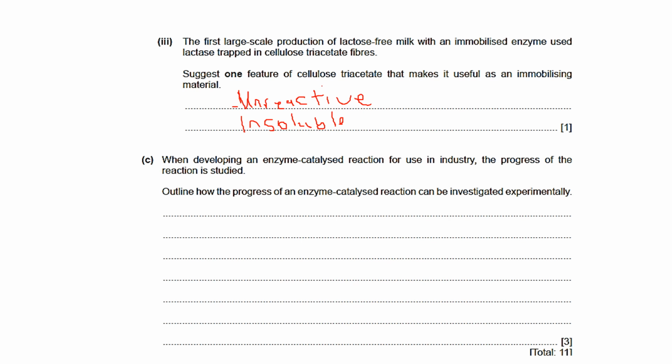So if it is soluble, then it basically means you put your enzyme within the shell. When you throw it into the solution, the shell dissolves and then the enzyme is free. So there was no point in you doing that immobilization. But if it's an insoluble material, the enzyme stays within the material because the material is insoluble, so it acts like a good cage. Then the last question here is that when developing an enzyme catalyzed reaction for use in industry, the progress of the reaction is studied. Outline how the progress of an enzyme catalyzed reaction can be investigated experimentally.